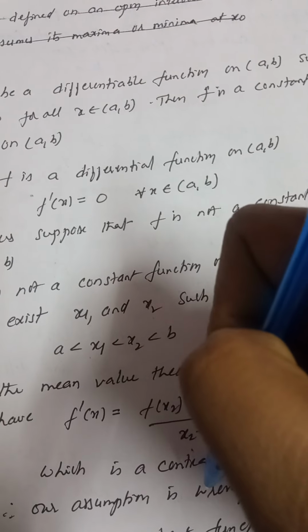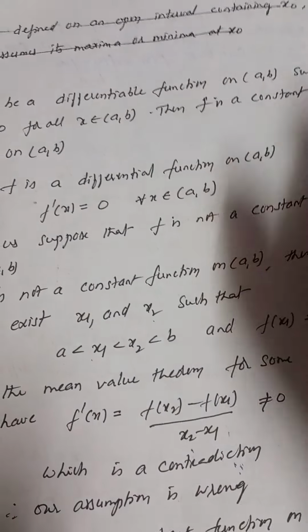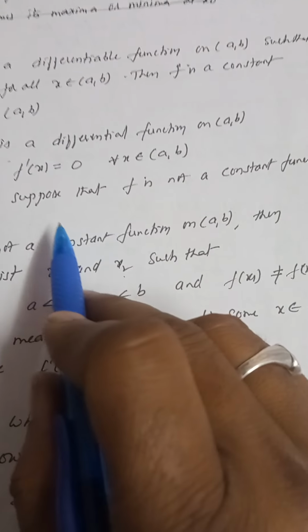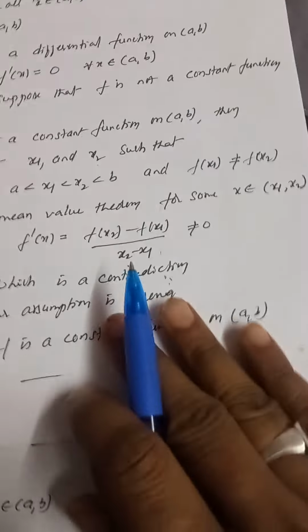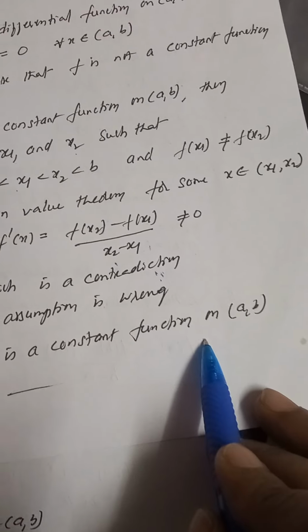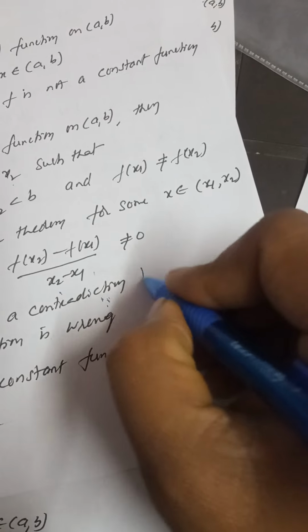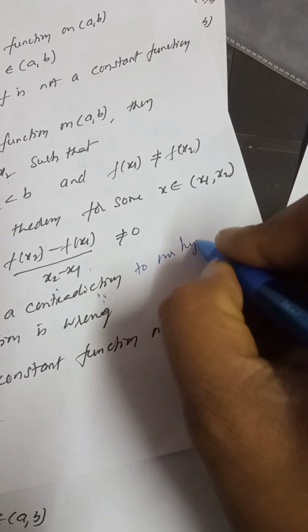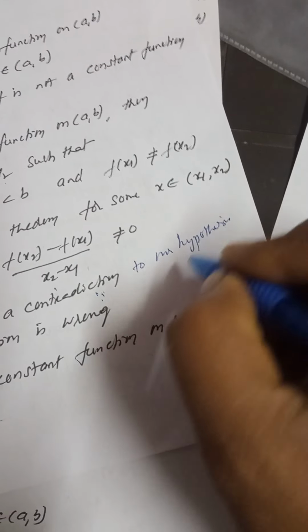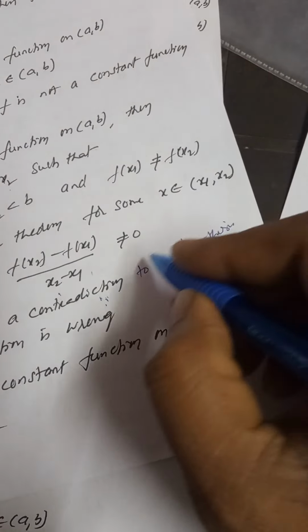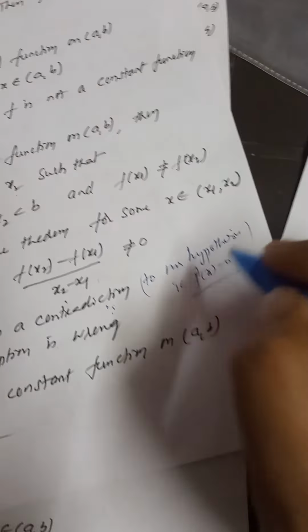Why are we getting a contradiction? Because our assumption is wrong. What is our assumption? f is not a constant function, which is wrong. Therefore, f must be a constant function. Right? Which is a contradiction to our hypothesis, that is f'(x) is equal to 0, right? That's why our assumption is wrong. Therefore, f must be a constant function.